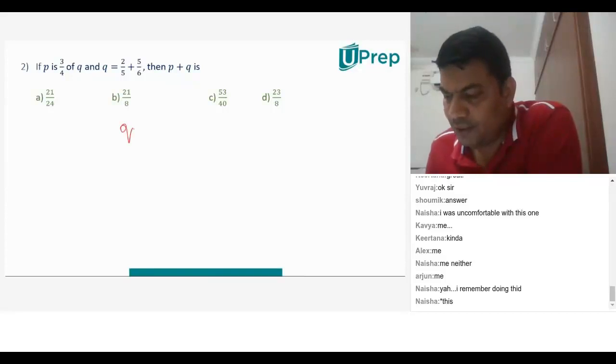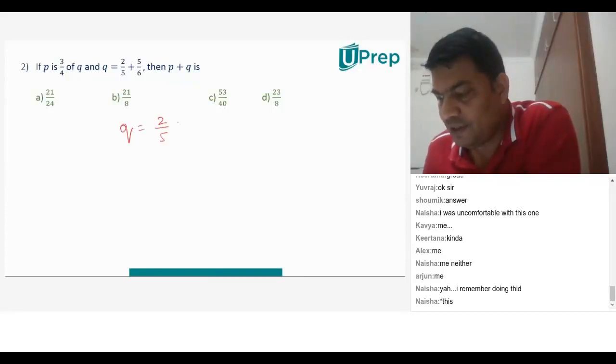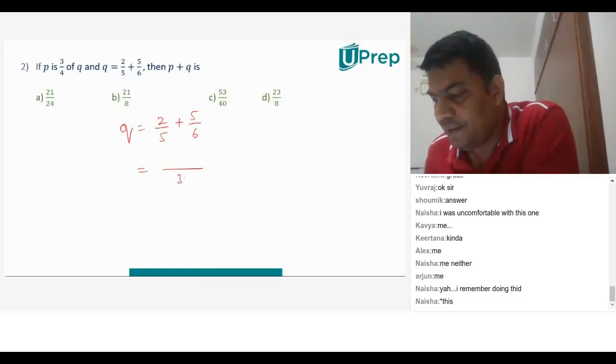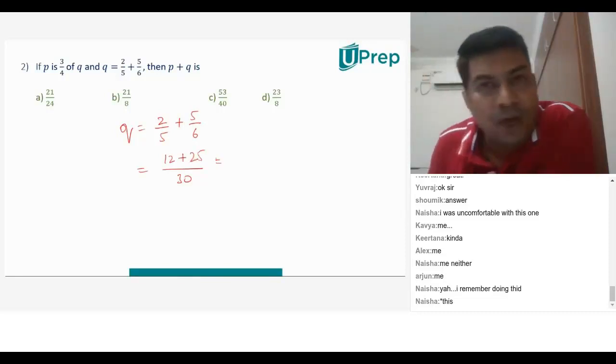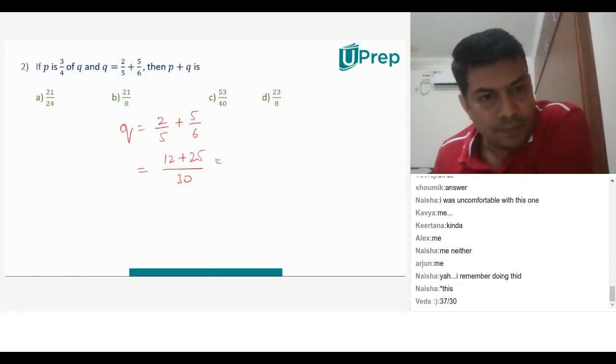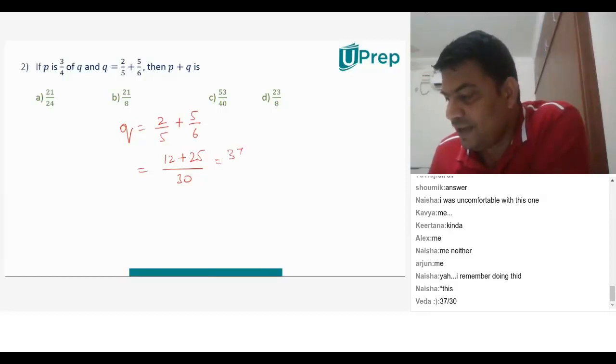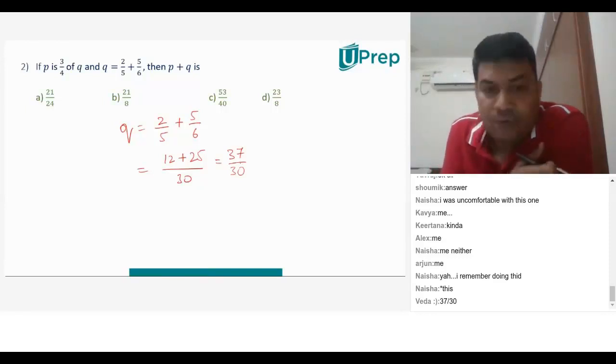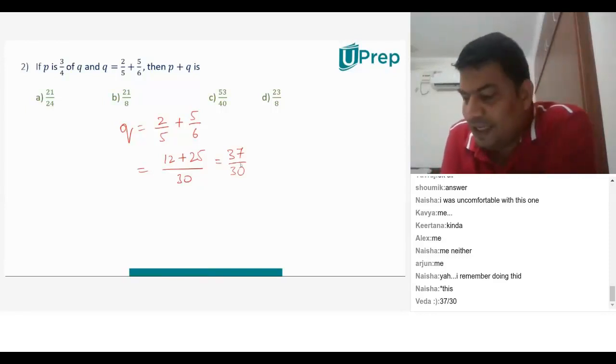What is Q? Q is nothing but 2/5 plus 5/6. How do we do it? We have learned addition of rational numbers. Take an LCM. The LCM of 5 and 6 is 30. So 6 2s are 12 plus 5 5s are 25. What? Akshar? Sorry. I got 119/60. So that is 37/30. Yeah, 37/30. Very good. Veda, very good. 37/30, that's your Q.